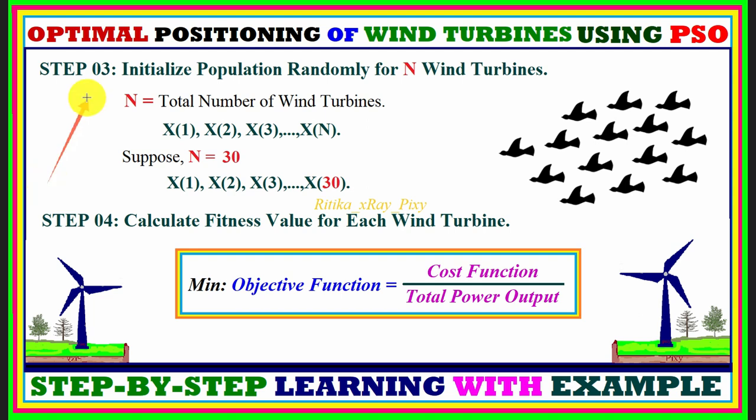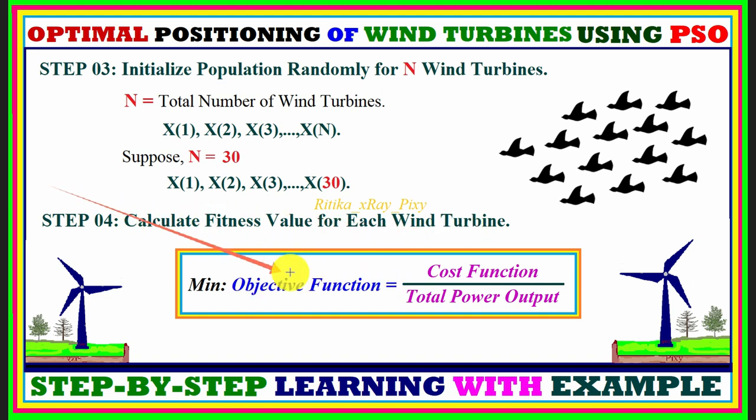Next you can see here we will initialize the population for n wind turbines in the search space. So here we have 30 wind turbines. x1 is the position for the first wind turbine, x2 is the position for the second wind turbine, and so on. After that we will use the cost function to calculate the cost value, or we can say the objective function value for each wind turbine.